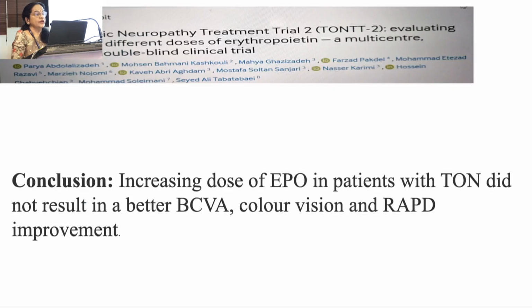More studies are going on related to erythropoietin, but this current study reports the trial of different increased doses of erythropoietin, and had found that there is no superiority to increasing the dose and to prevent further damage.